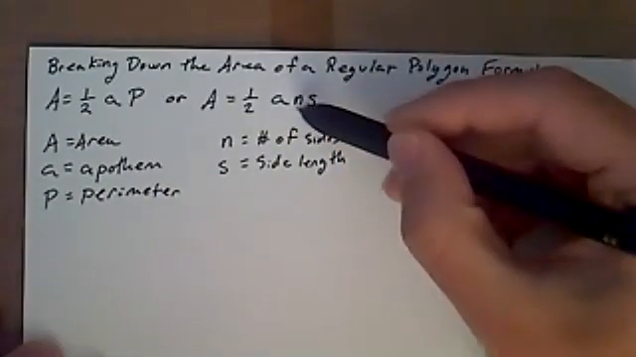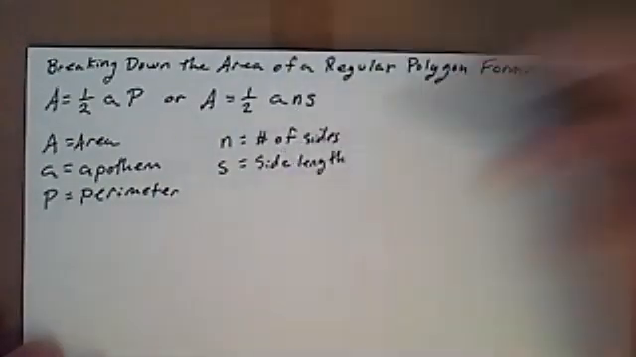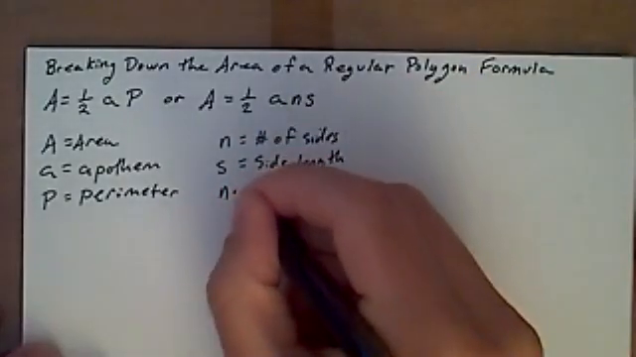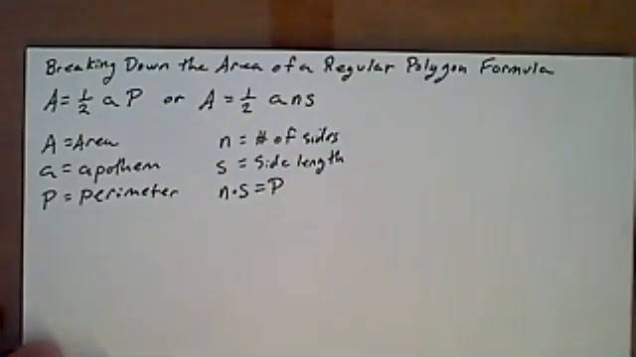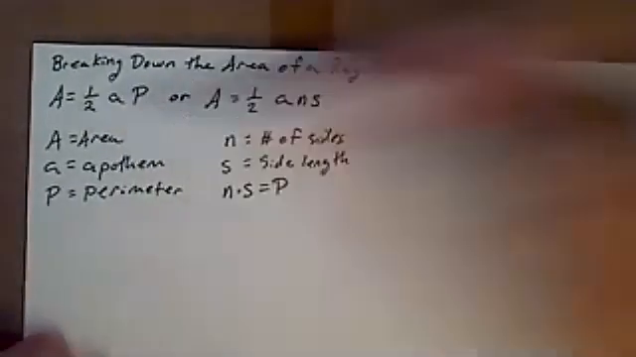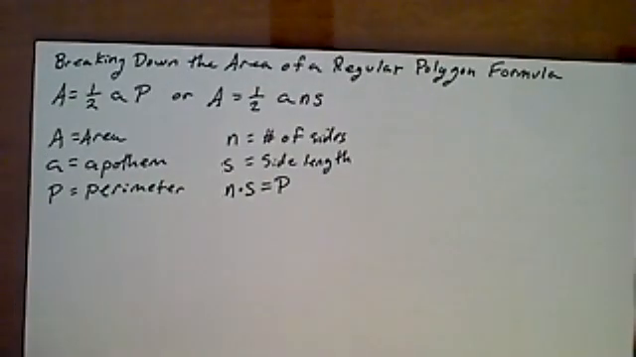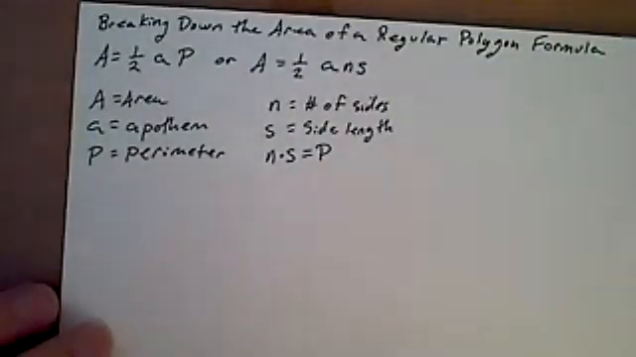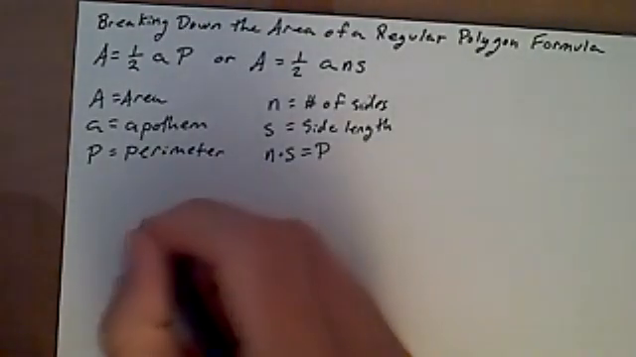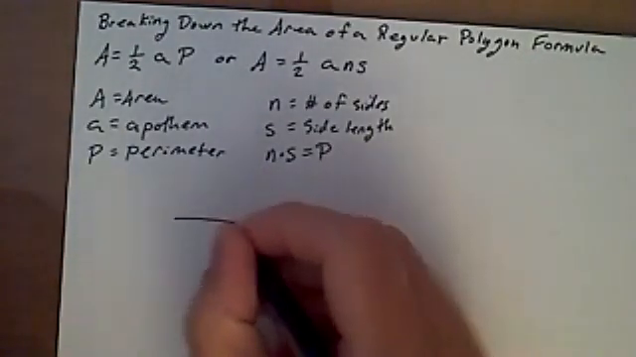Note that when you take the number of sides times the side length, what do you get? You get the perimeter, right? N times S is perimeter, right? So it's not special, it's not really different, but for some it is easier to look at it that way. Okay. Now what I want to do is to show maybe a little bit better what we're actually doing.